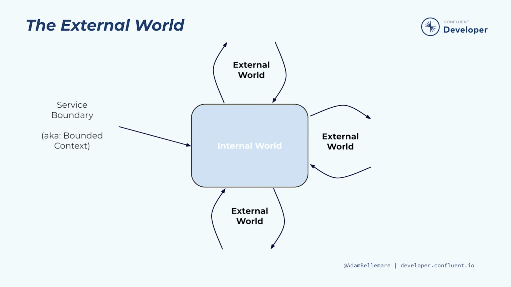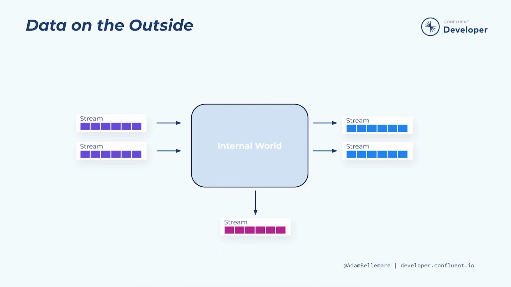This is the data that crosses the boundaries both into and out of the internal world. I like to call this data on the outside. Data on the outside is composed of sources that have deliberately been made available for others to use and consume. In this case, as events, served through event streams. In contrast to internal world data, data on the outside is purpose-built, as a first-class citizen to share with others.